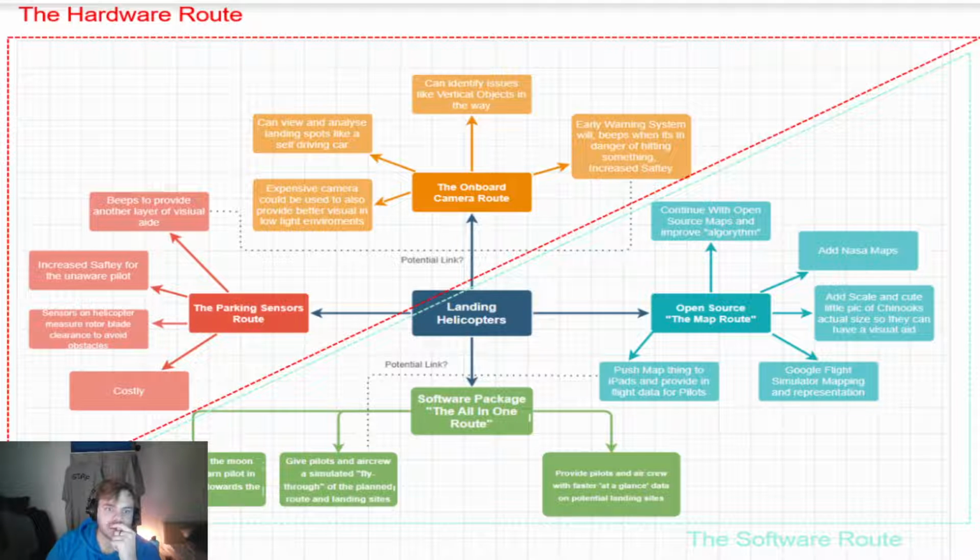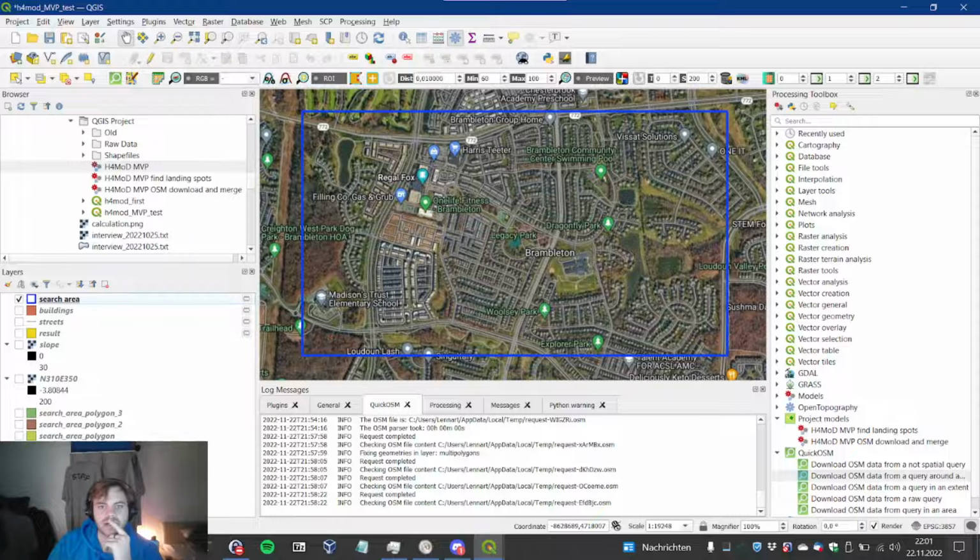We started off with a couple of other routes to go down. At one point we even had parking sensors attached to the blades of the helicopter, or the rotors of the helicopter, so it would beep if you got close to a tree or an obstruction. We were really desperate to try and find some sort of solution, guys, so we settled with the software route at the end. So I'm jumping through here.